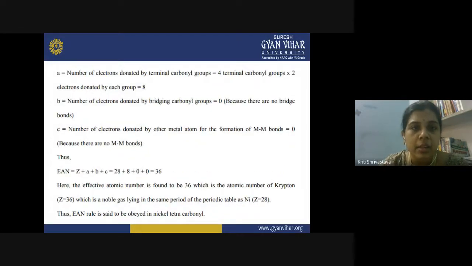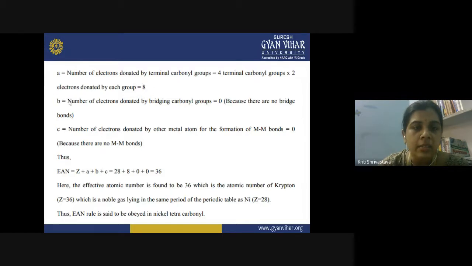After that, A is the number of electrons donated by terminal carbonyl groups. How many carbonyl groups do we have in nickel tetracarbonyl? We have 4 terminal carbonyl groups here, and each of them is donating one electron pair, right? One electron pair is 2 electrons. So each carbonyl is donating 2 electrons, and a total of 4 carbonyls are present. In total, they will donate 8 electrons to the metal atom.